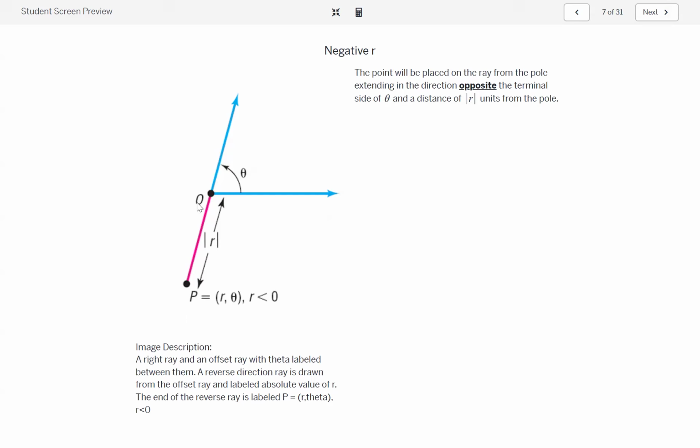Now, if our radius is negative, we're still going to turn in our theta direction, but instead of walking forwards in the direction we're looking, when the radius is negative, you move backwards. So you'll still be looking in that direction, but you'll walk backwards whatever the radius is. So this positive or negative on the radius determines whether we walk forwards or backwards.